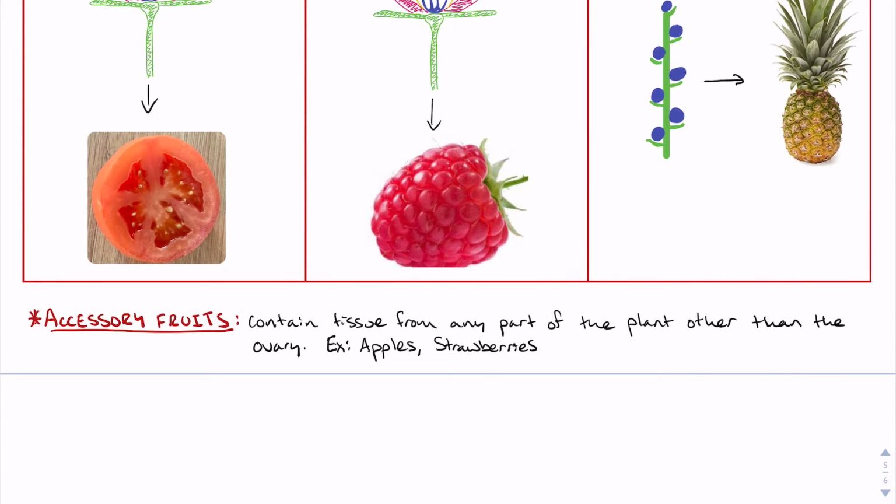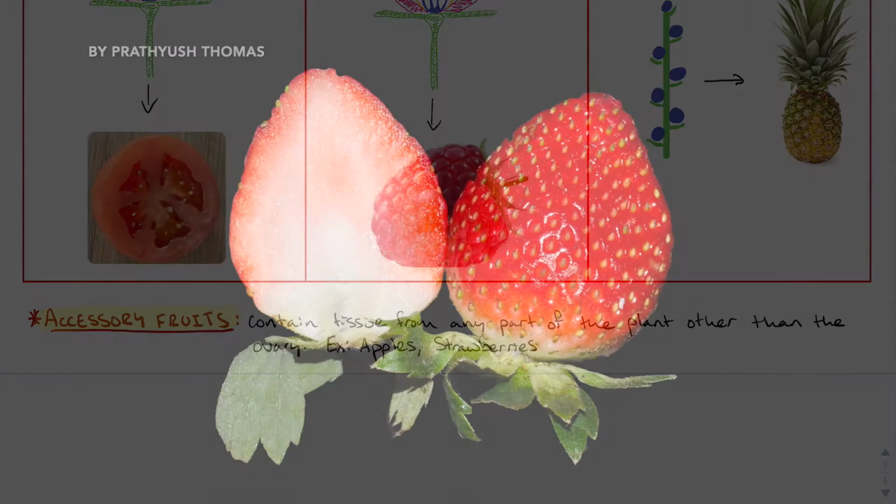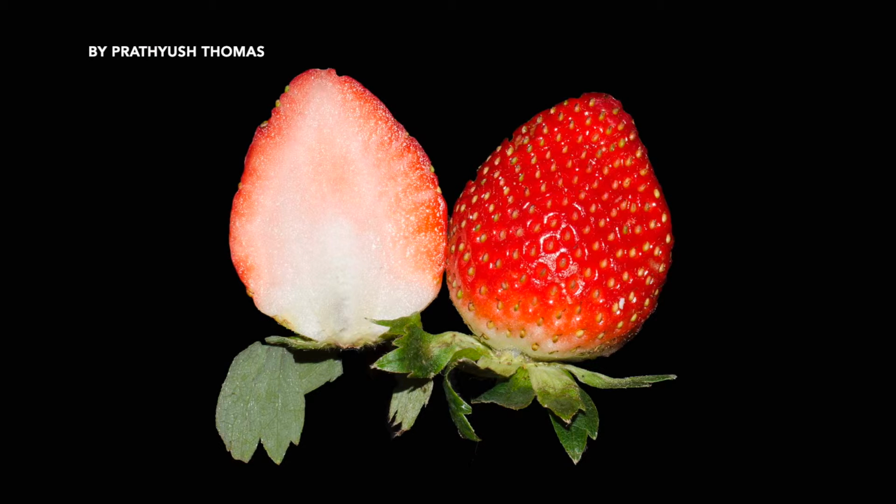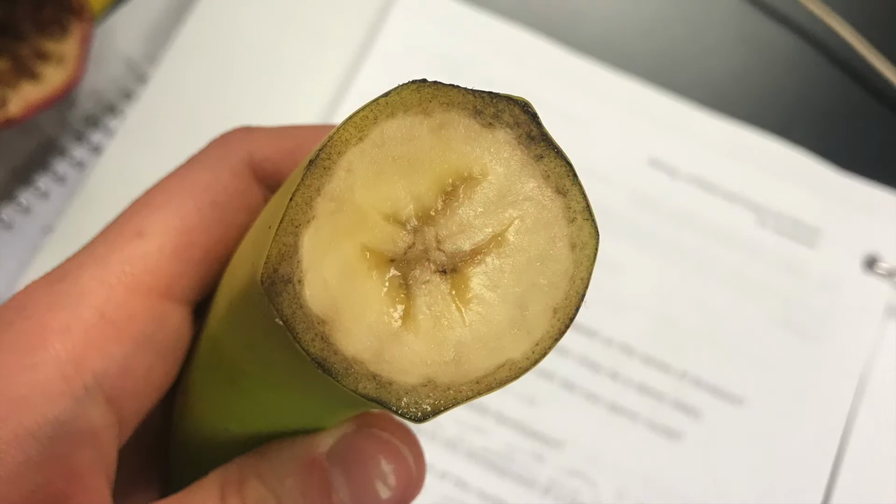Additionally, fruits that contain tissue from any parts of the plant other than the ovary are called accessory fruits. These categorizations can overlap. For example, a strawberry is an accessory fruit because the fleshy body is made up of the ripened floral receptacle. But it is also an aggregate fruit, and each of its fruitlets, the tiny pits that we call seeds, are achenes. Finally, some fruits, like bananas, will develop without seeds because of meiotic dysfunctions. These fruits are called parthenocarpic fruits.